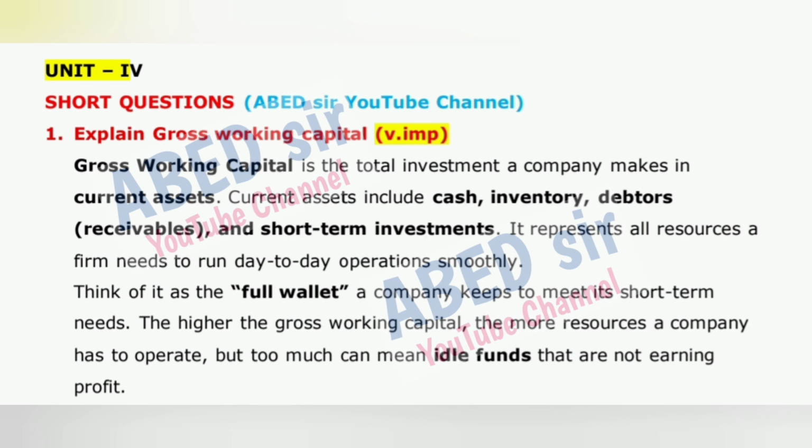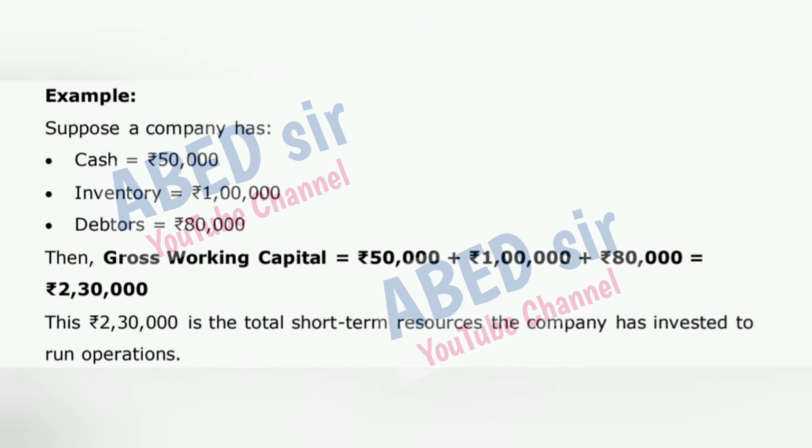The higher the gross working capital, the more resources a company has to operate, but too much can mean idle funds that are not earning profit. Example: suppose a company has cash equal to 50,000 rupees, inventory equal to 1 lakh rupees, and debtors equal to 80,000 rupees. Then, gross working capital is equal to 50,000 plus 1 lakh plus 80,000, which is equal to 2,30,000 rupees. This 2,30,000 rupees is the total short-term resources the company has invested to run operations.